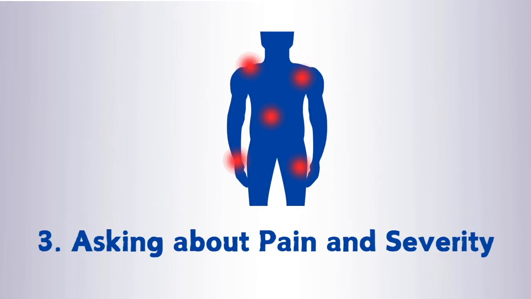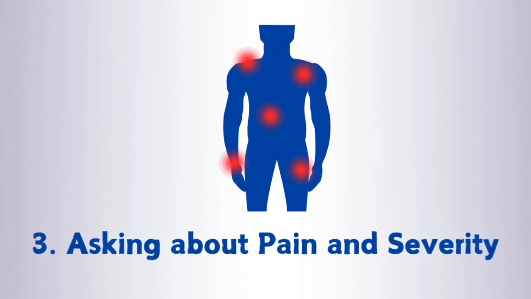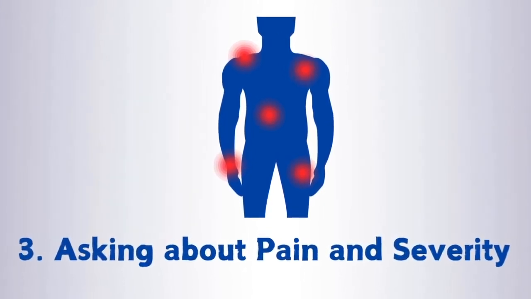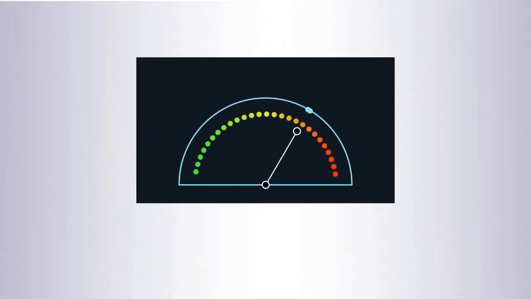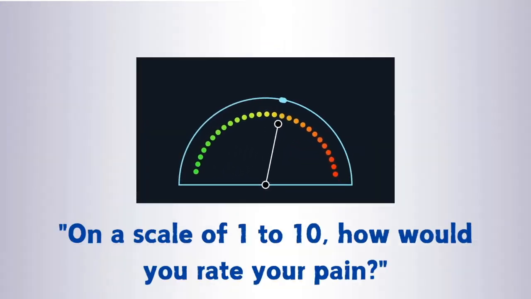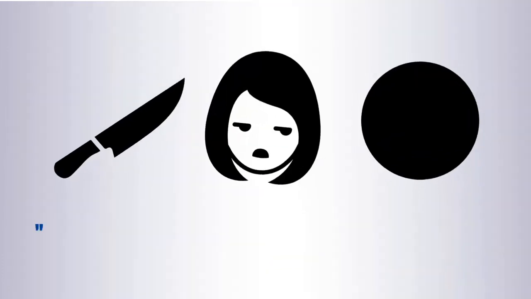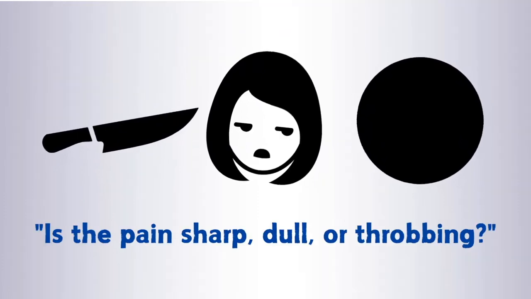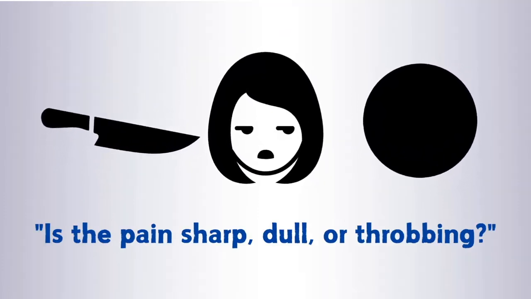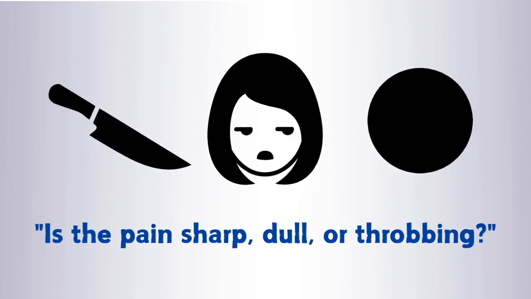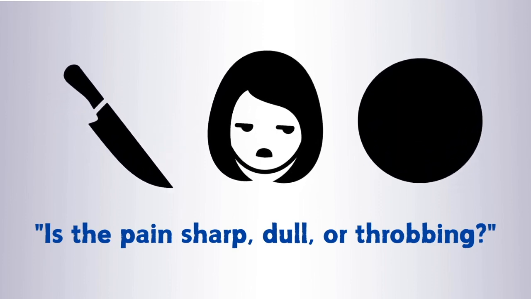If the patient is in pain, it's important to assess the severity. These phrases will help you understand how serious the pain or discomfort is. On a scale of 1 to 10, how would you rate your pain? This is a common way to get a numerical assessment of pain levels. Is the pain sharp, dull, or throbbing? This helps to understand the type of pain the patient is experiencing.